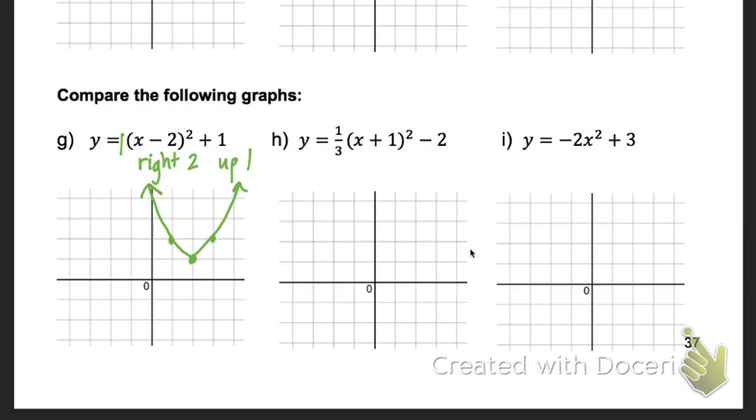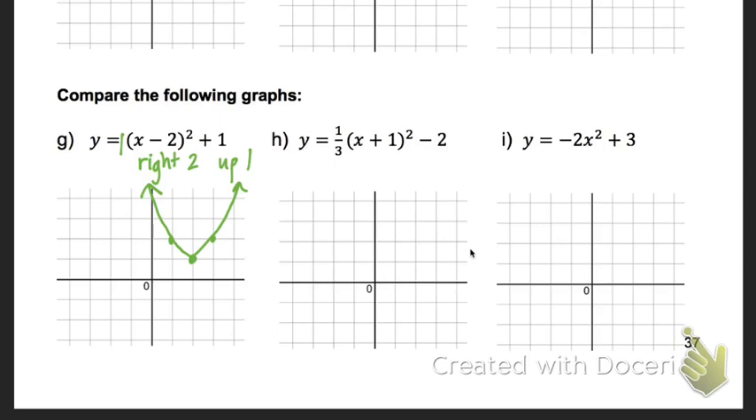So how I know if it faces up or down is the number that's in front of the parentheses. If it's a negative, it faces down. If it's a positive, it faces up. And if there's no number, it's an understood one. Exactly. Then you look at the parentheses for if it's a negative or positive.